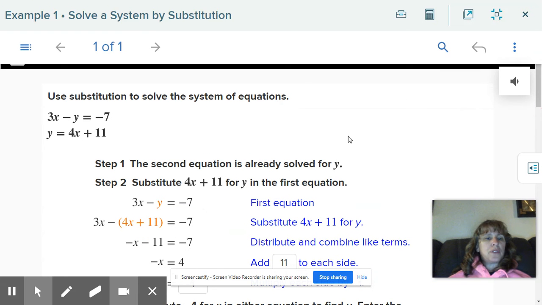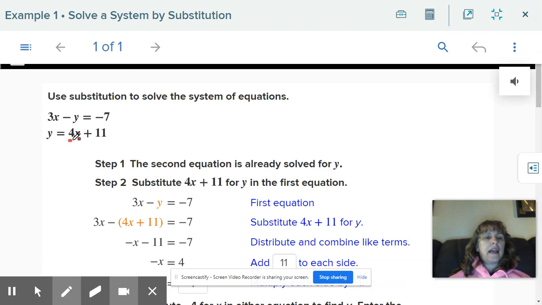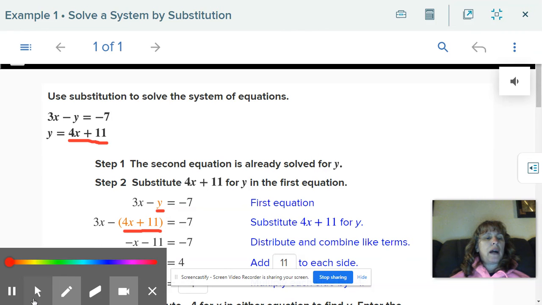how we use substitution and system of equations. And here you'll see that y equals 4x plus 11. So they're saying that y actually equals 4x plus 11. And you'll notice down here that they substituted it in the first equation where they saw y. So pay attention to that.